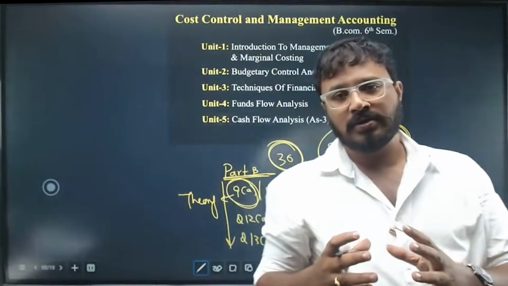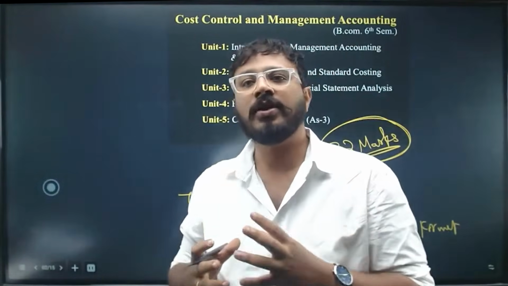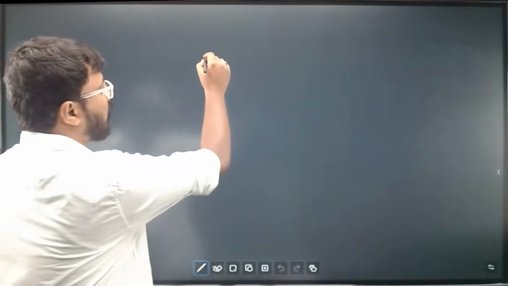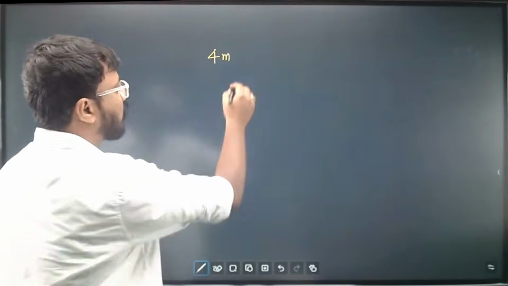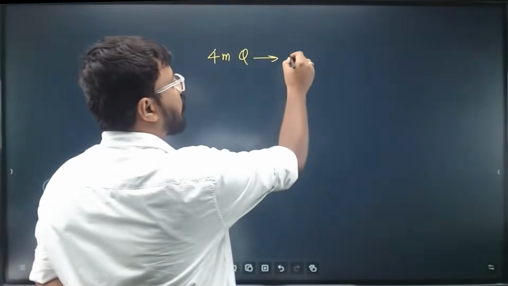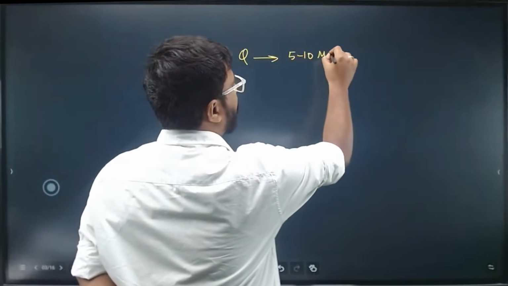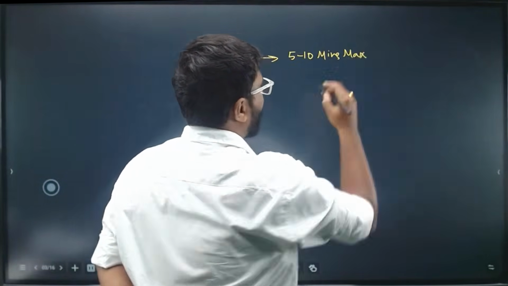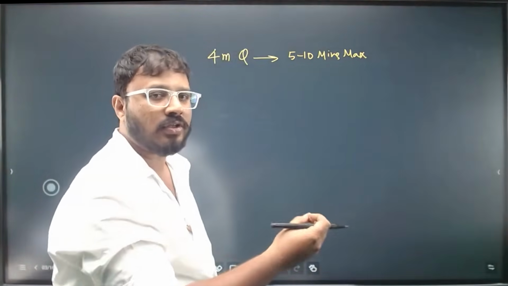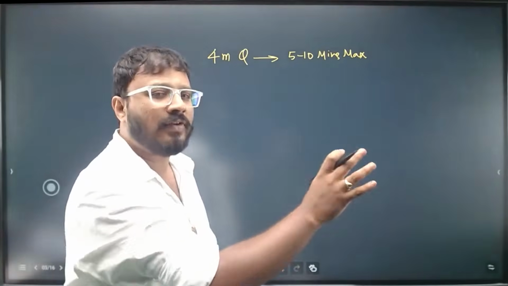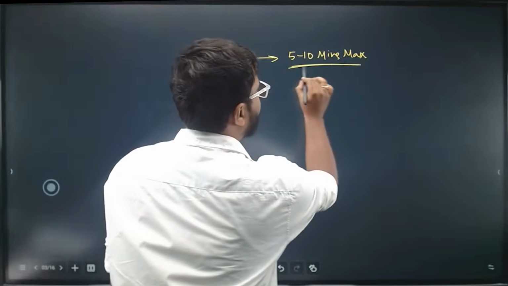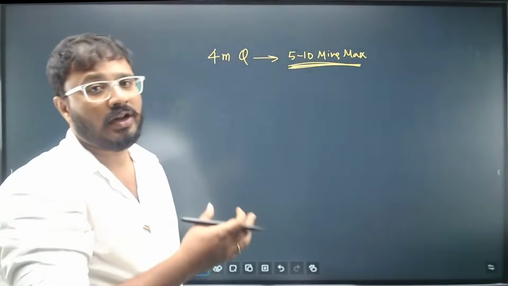Now, how much time do you need to spend on each question? Understand this. If you are solving a 4 marker question, make sure you are not spending more than 5 to 10 minutes. If you ask me, whether it is a problem or a theory question, you should be able to solve it within 5 minutes. But some problems may take a little more time, so at maximum you need to give 10 minutes, not more than that.